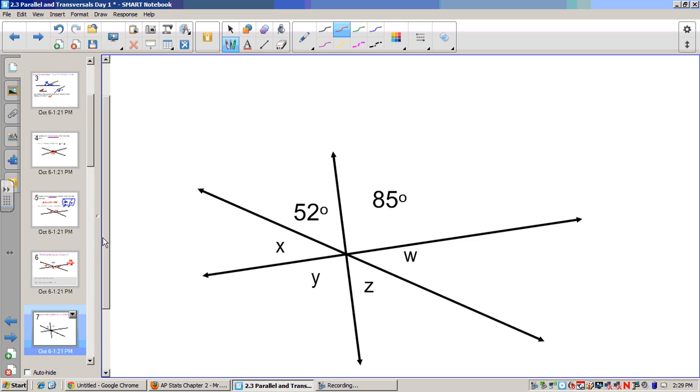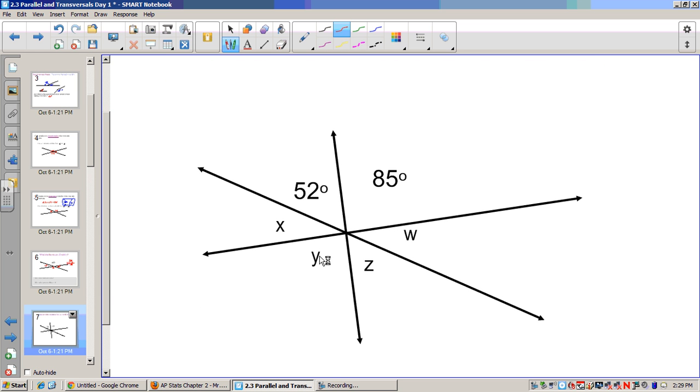Now this one's a little trickier. I want you to find x, y, z, and w. If you're doing this at home, pause the video, try this on your own, and start it back up to see the answer.